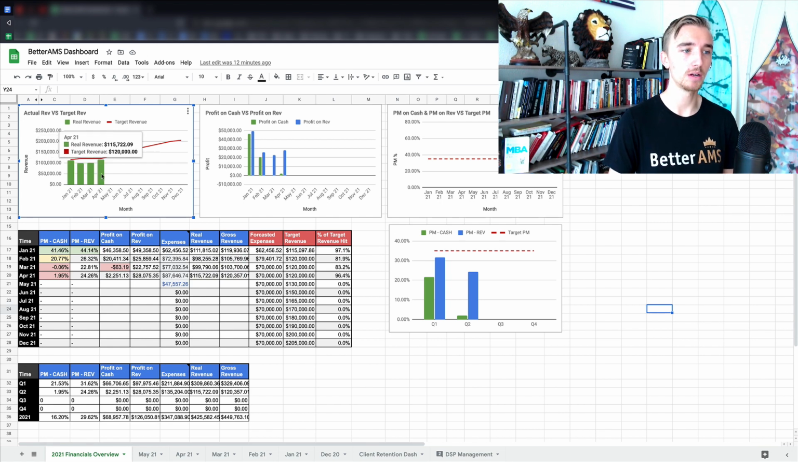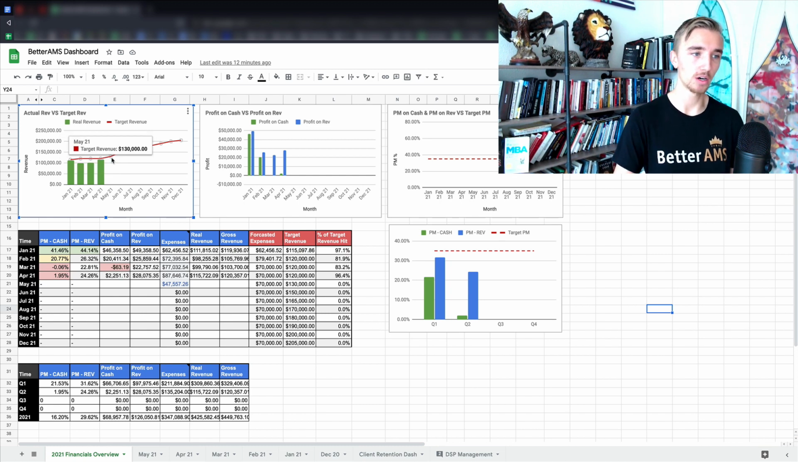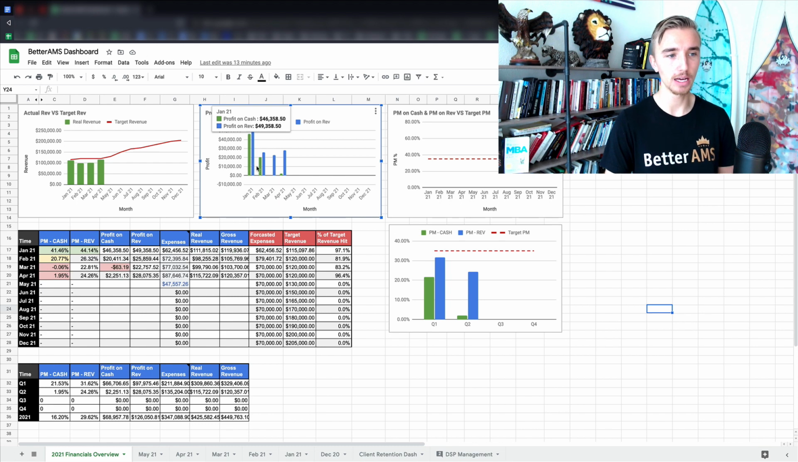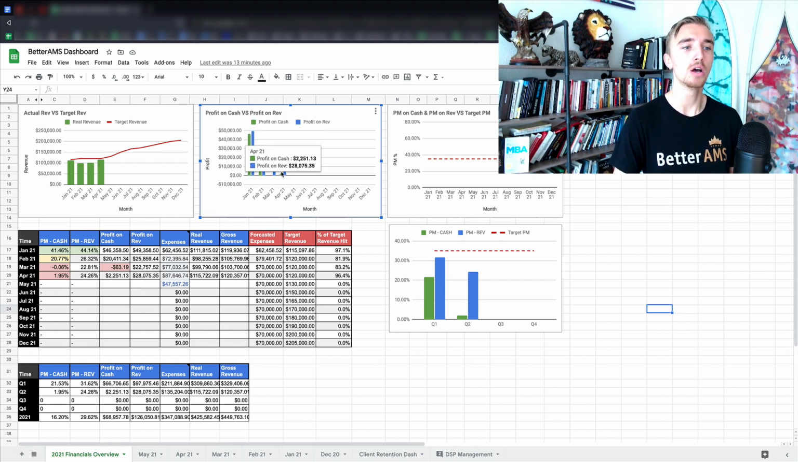So last month, April, our target revenue was 120. Our real revenue is 115. Next month, our target revenue is 130. And you can see it goes up. You'll also see in the next thing, we have profit on cash versus profit on revenue. Again, this is just important so we can see overall how we're doing accounts receivable wise.